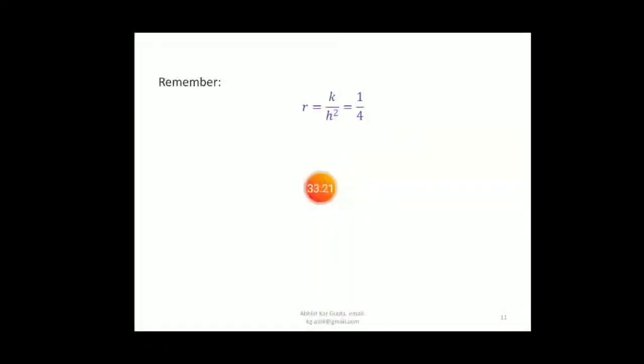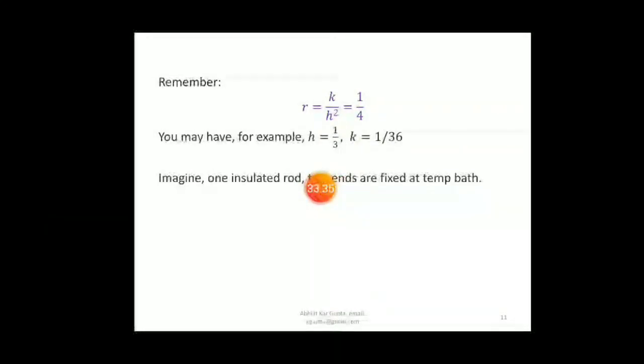So remember, r equal to k by h squared equal to 1/4, and with this we can choose any combination of h and k. Say h equal to 1/3, k equal to 1/36, it will satisfy this, for example. So imagine the problem. This is one insulated rod, and the ends are fixed in a temperature bath. You can put the two ends in an ice bath, that means 0 and 0, or in steam, that means 100 and 100, and so on. This is up to you.